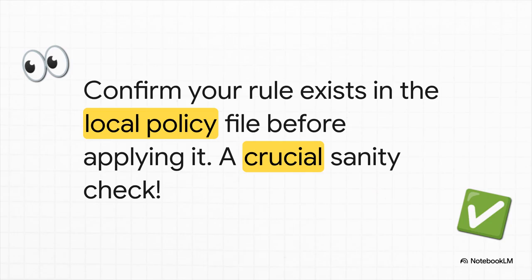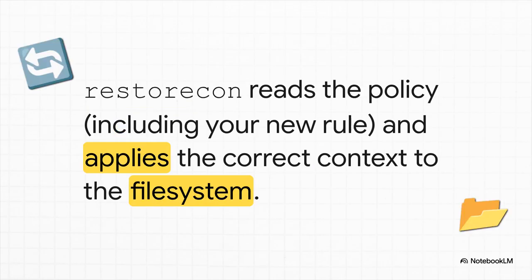All your custom rules get written to this file, contexts.local. Just run a quick tail or a grep on this file to make sure your new policy is officially part of the system's configuration. This is a super important sanity check. Don't skip it. Now we get to apply it.